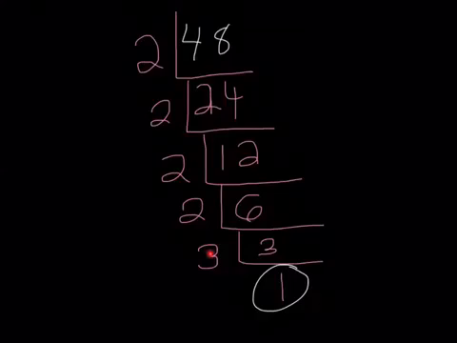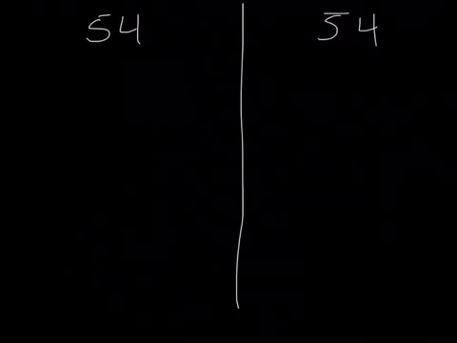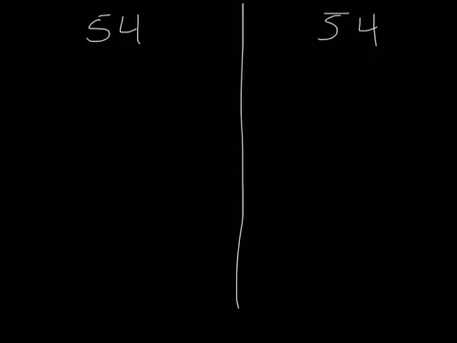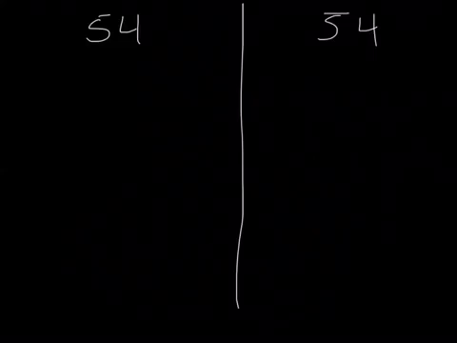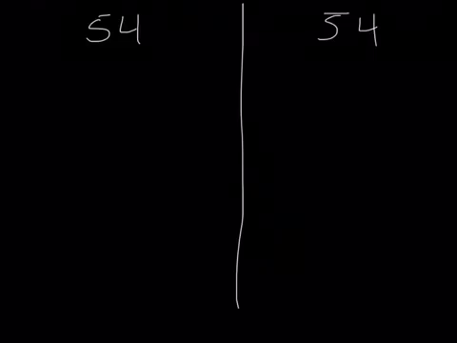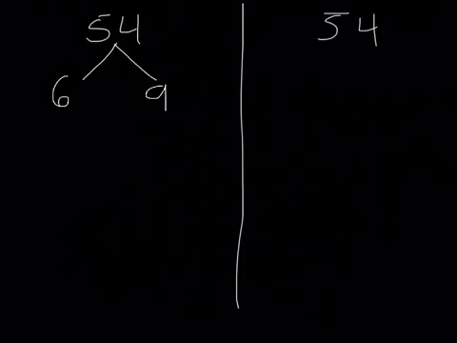Okay, let's try another example. Okay, you'll notice I have the number 54 written twice. I'm going to work it as a prime factorization tree and a ladder diagram so you can see what each one looks like. Okay, I know my math facts, and I know that 6 times 9 is 54. So I'm going to start there.